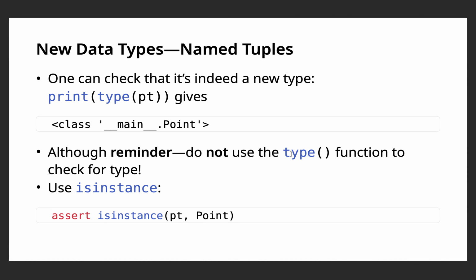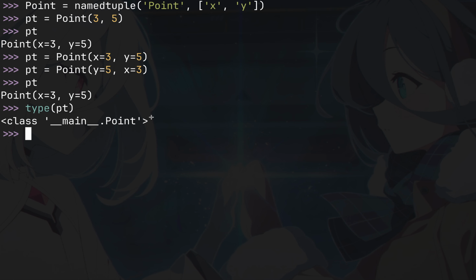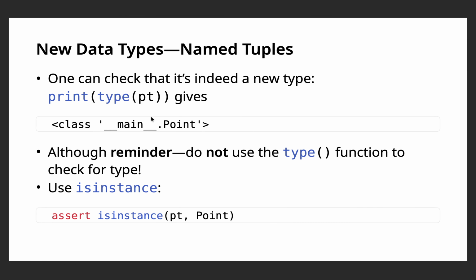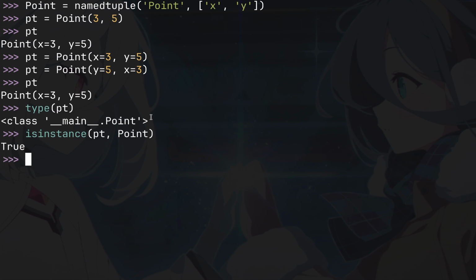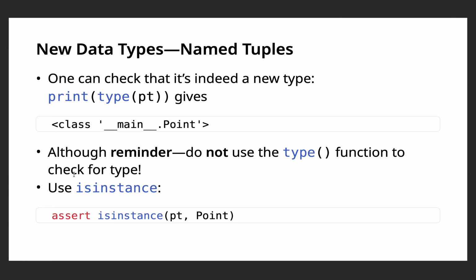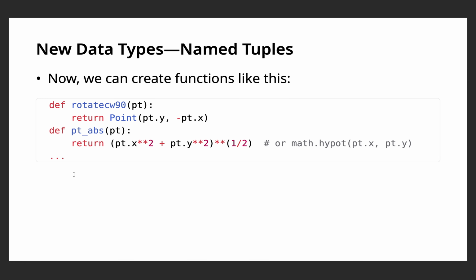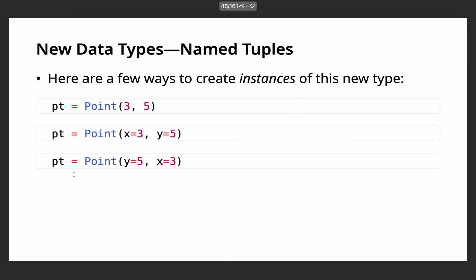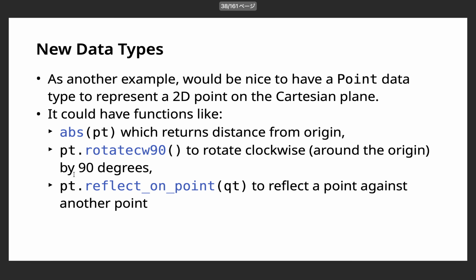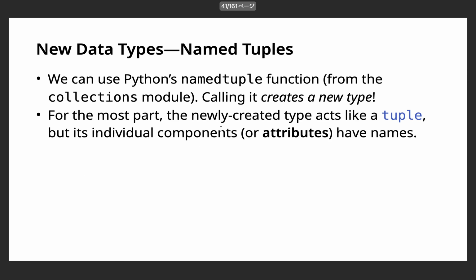If you want to check the type of something, again, you would usually want to use isinstance instead of using type. So do isinstance, then your value, then your class. Don't do something like type of point is equal to Point or something, since this might give you unexpected results. Okay? Alright.